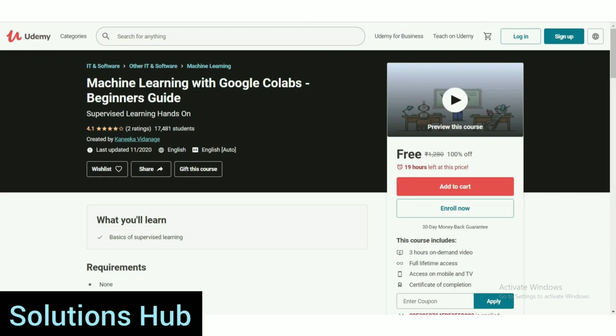The next course is Machine Learning with Google Colabs Beginner's Guide, Supervised Learning Hands-On. The rating of this course is 4.1 and already 17,000 students have enrolled. In this course, we will learn the basics of supervised learning. Again, this course is free, only 19 hours left at this price, so enroll for this course as soon as possible. This course includes 3 hours on-demand video and full access on mobile and TV. At the end, you get a certificate of that course.